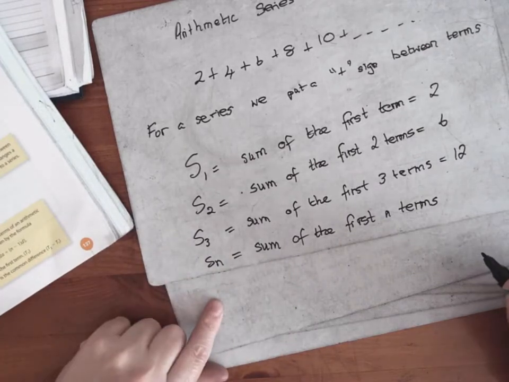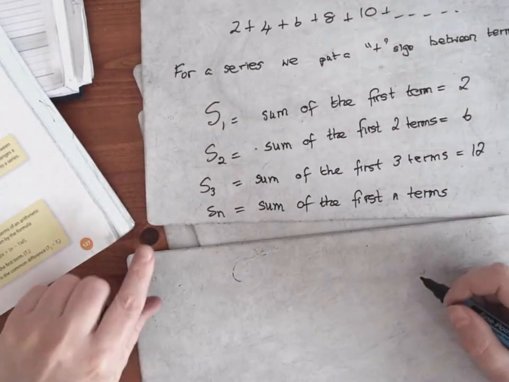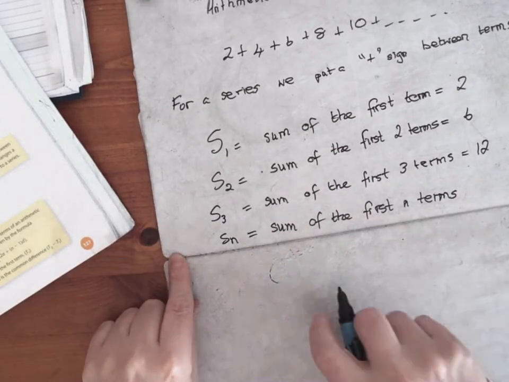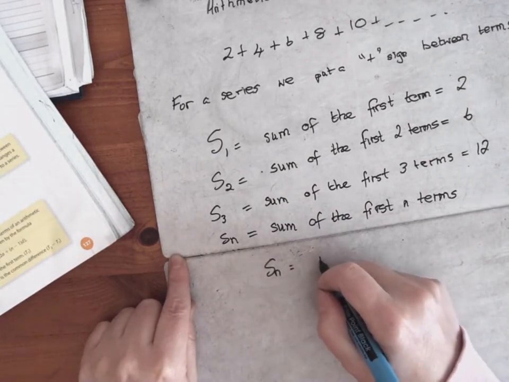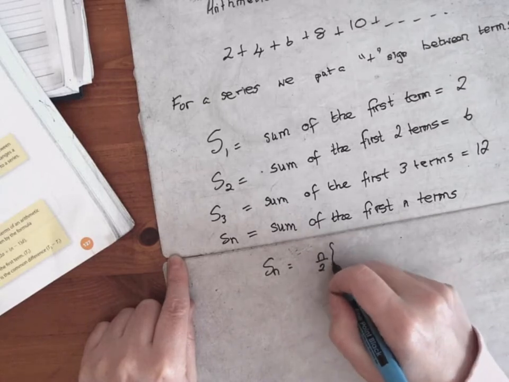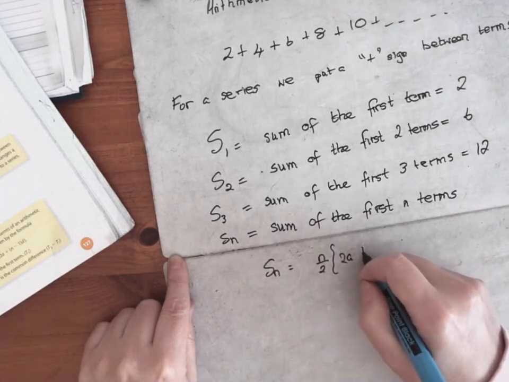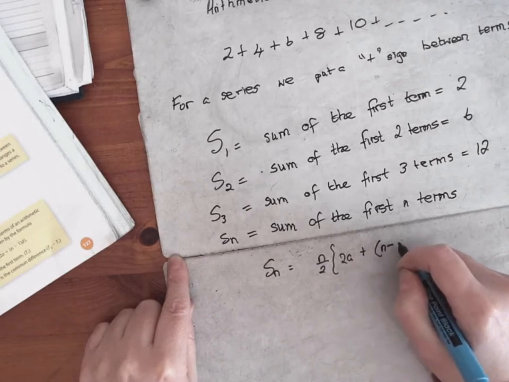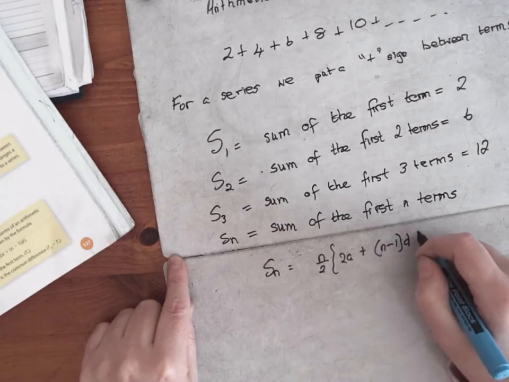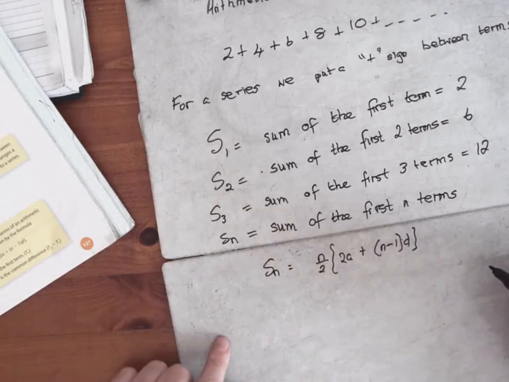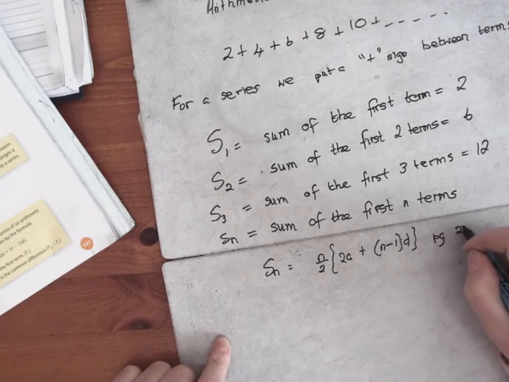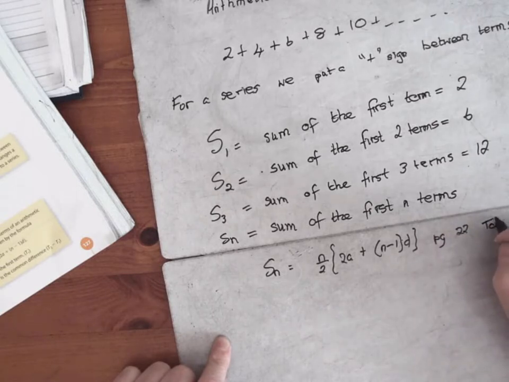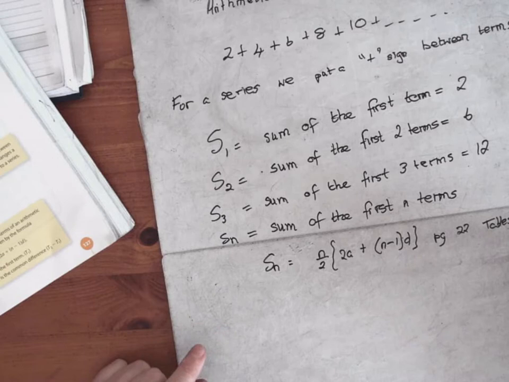And you'll be delighted to know there is a formula for Sn, and it's in your log table, so you don't need to remember. If I wanted to add the first n terms, it's n over 2 times 2a plus n minus 1 times d. It's not too dissimilar from the last one. This is on page 22 of your tables book.